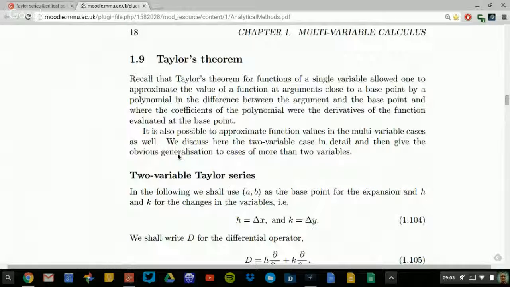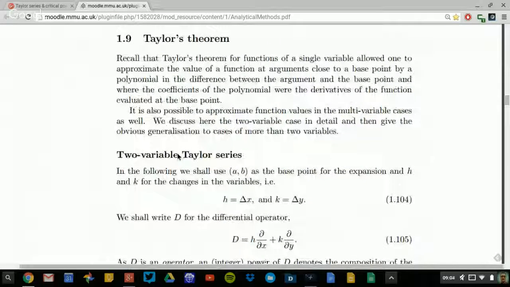Okay, so let's begin in section 1.9 and Taylor's theorem. You're already aware of Taylor's theorem for functions of a single variable. Taylor's theorem for functions of a single variable provided a way to approximate any well-behaved function by certain polynomials, and the more terms you took in the polynomial, the more accurate the approximation was.